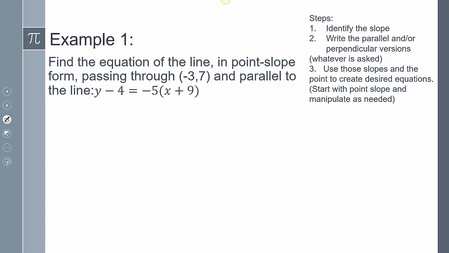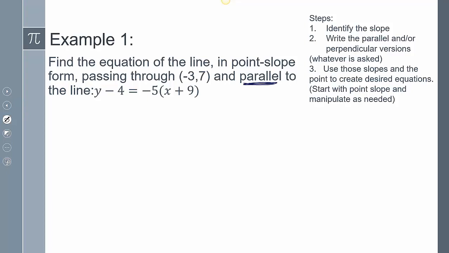So let's look at the first example here. It says, find the equation of the line in point slope form passing through negative 3, 7 and parallel to the line given below. So I need to know a point and a slope. To create an equation, I have to have this point and I have to have a slope. But it has to be a parallel slope.